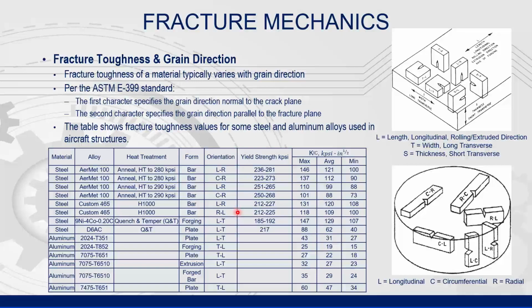Also note the chart uses K sub IC as the toughness variable as opposed to K sub C, which is used in our textbook.